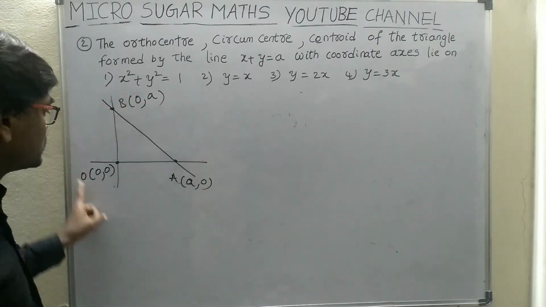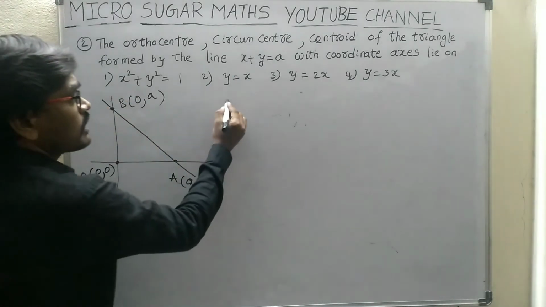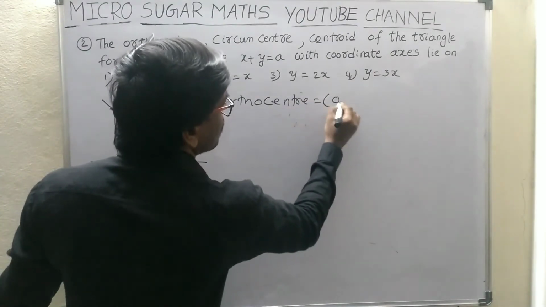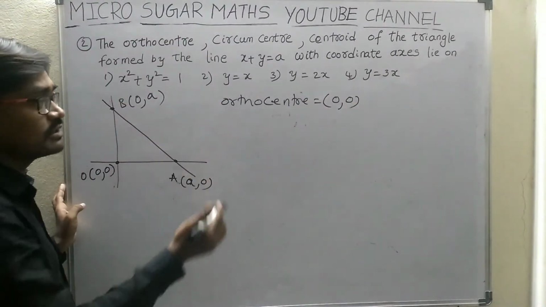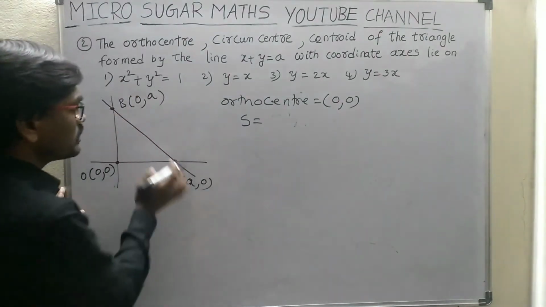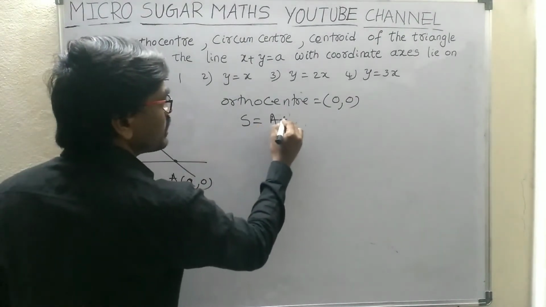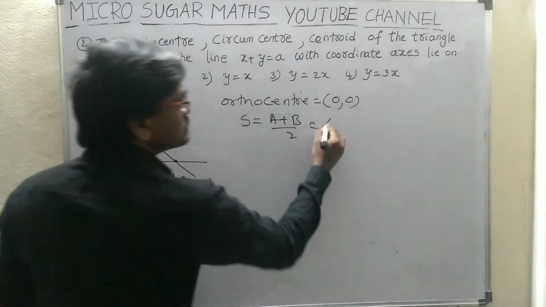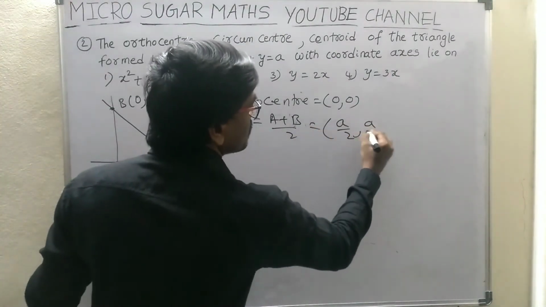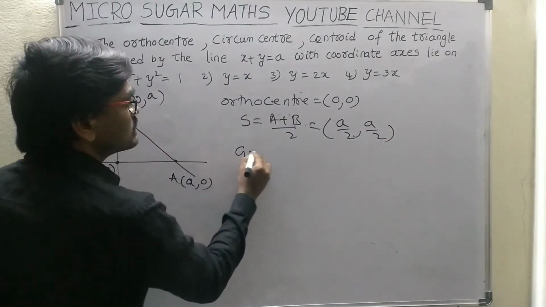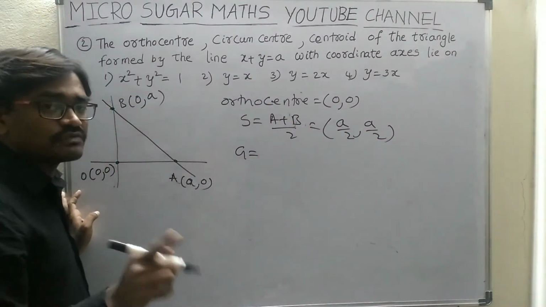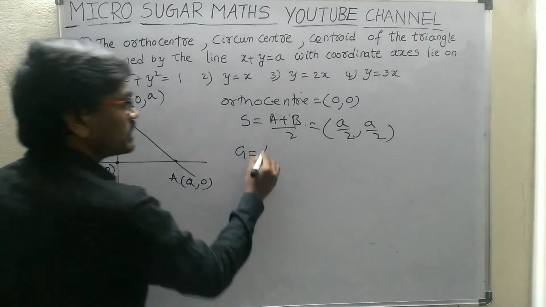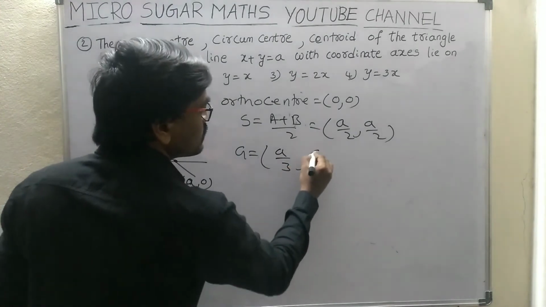Now students, it is a right angle triangle. Therefore, our orthocenter is the vertex at the origin. Orthocenter is completed. What is our circumcenter? The midpoint of the hypotenuse. Therefore, what is the midpoint of AB? It is equal to (a by 2, a by 2). What is our centroid G? Apply the centroid formula, (x1 plus x2 plus x3) by 3, (y1 plus y2 plus y3) by 3. You will get (a by 3, a by 3).